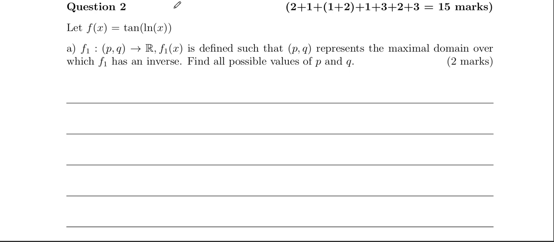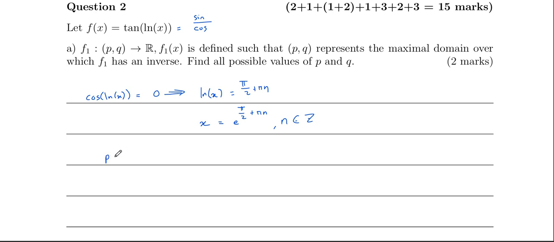Well, tan of ln x has a denominator of cos. So cos of ln x is equal to 0, which implies that ln x is equal to pi on 2 plus pi n, which means that x is equal to e to the pi on 2 plus pi n, where n is an integer.